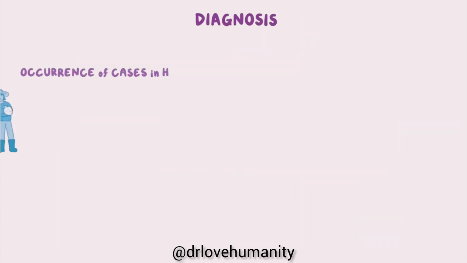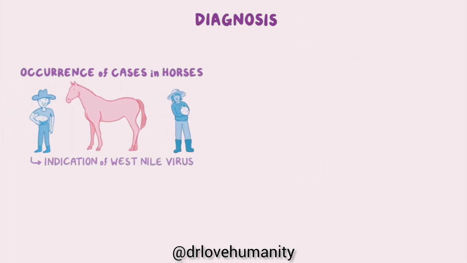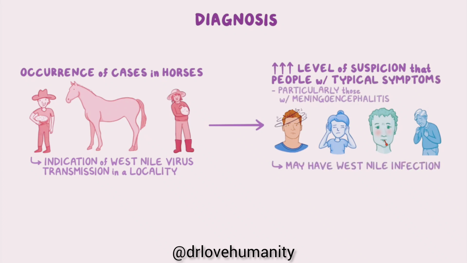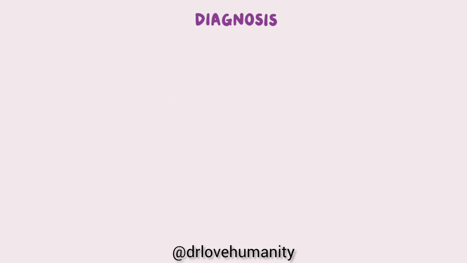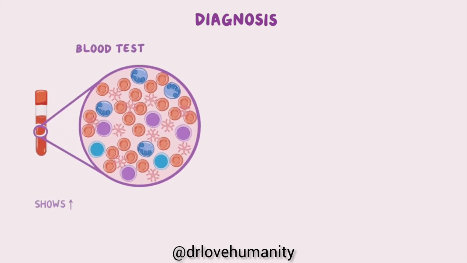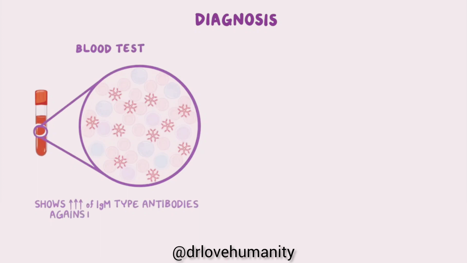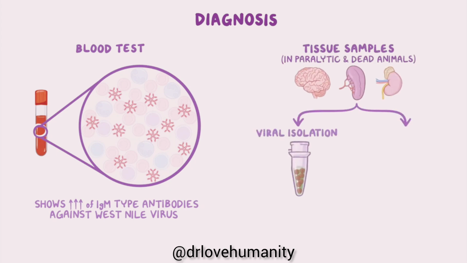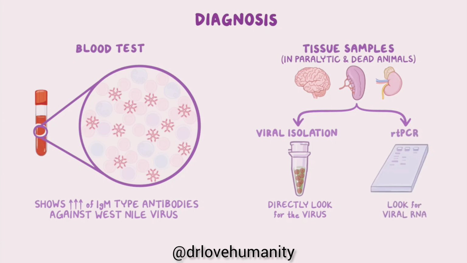The occurrence of cases in horses is a good indication of West Nile virus transmission in a locality, and should increase the level of suspicion that people with typical symptoms, particularly those with meningoencephalitis, may have West Nile virus infection. Diagnosis of West Nile virus is usually made by a blood test which shows an increase in IgM-type antibodies against West Nile virus. In paralytic or dead animals, tissue samples are obtained from the brain, spleen, or kidneys, and viral isolation can be done to directly look for the virus, or a reverse transcriptase PCR or RT-PCR test can be done to look for the viral RNA.